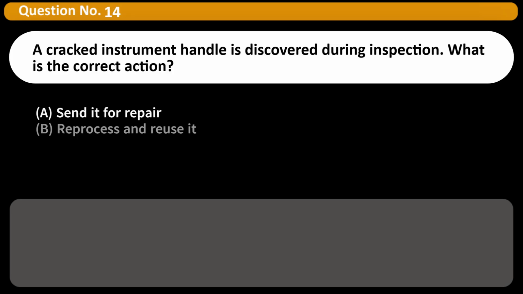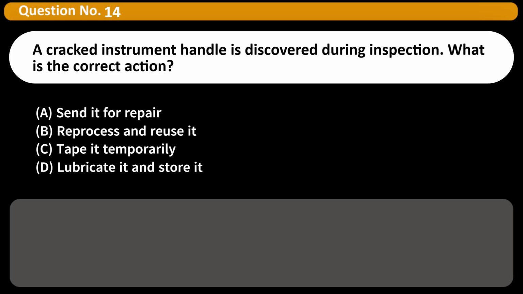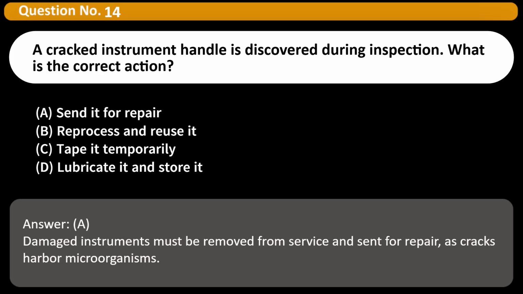A cracked instrument handle is discovered during inspection. What is the correct action? A. Send it for repair. B. Reprocess and reuse it. C. Tape it temporarily. D. Lubricate it and store it. Answer: A. Damaged instruments must be removed from service and sent for repair, as cracks harbor microorganisms.